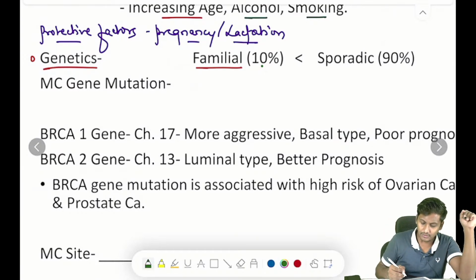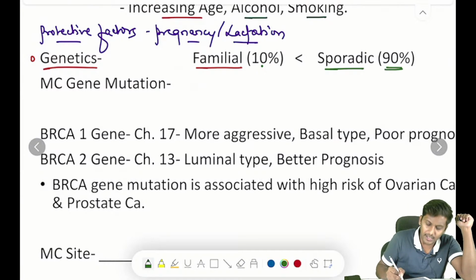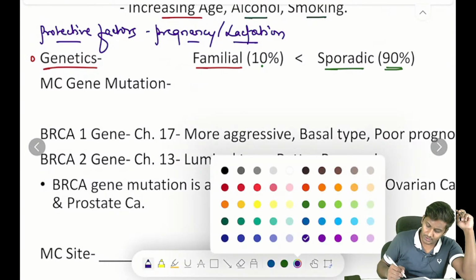Whereas most of the cases or majority of the cases of breast cancer are not familial. They are sporadic in nature. That you have to be aware of. Now, please tell me what is the most common gene mutation responsible?